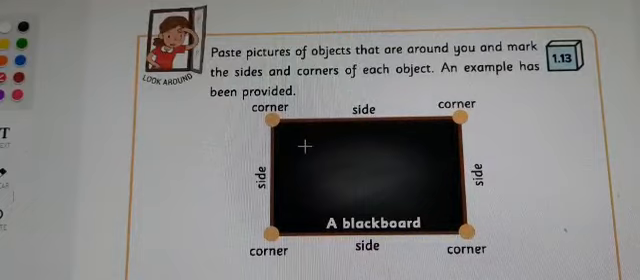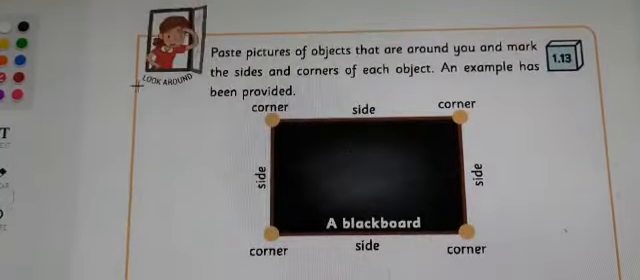This is a homework page for you. This is page number 11. Look around. See this girl? Look at how she is looking around. Like that you should also look around to get pictures. Let's read the heading. Paste pictures of objects that are around you and mark the sides and corners of each object. An example has been provided.